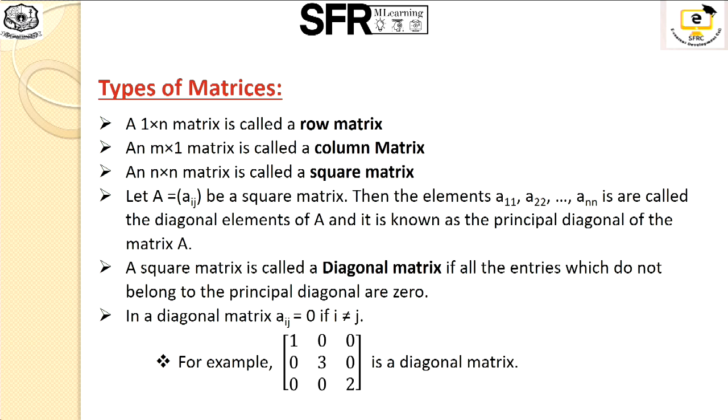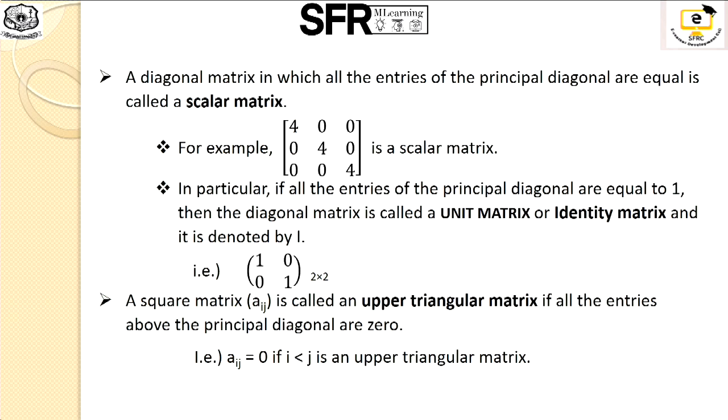For example, you see that the principal diagonal entries are 1, 3, 2 and the other entries of the 3 cross 3 matrix are 0. So this is an example of a diagonal matrix. Here, what are the subdivisions of this diagonal matrix?